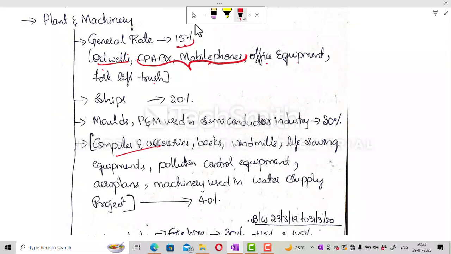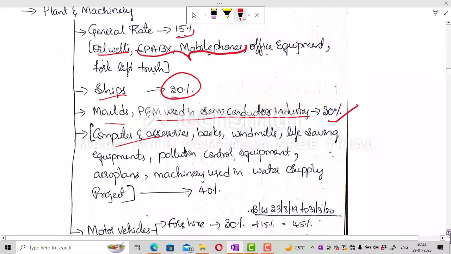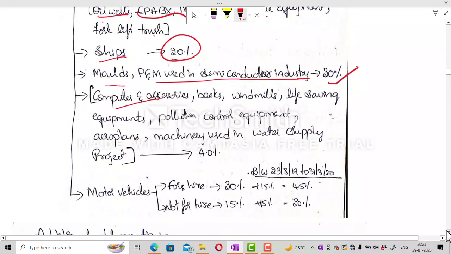Next, ships. Only ships are charged at 20%. And molds, and plant and machinery used in the semiconductor industry, will be depreciated at 30%. And we will now come to the 40% rate. Computers and accessories, books, we know it from the IPCC, but here see, all these are big assets, meaning a large one.